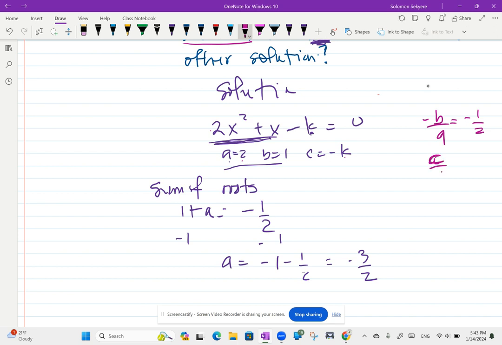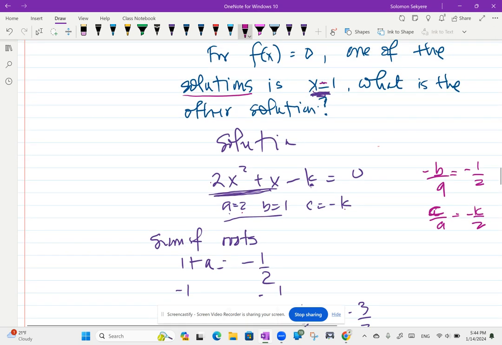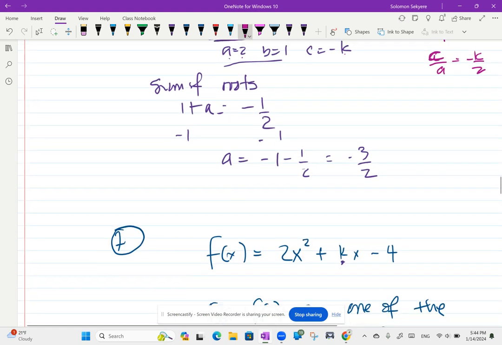Will be c over a. Now I ask myself, which one of these can I use to find my other one? So one of the roots is x equals 1. What is the other one? I don't know. So let's say the other one is, let me say, I choose the letter A.